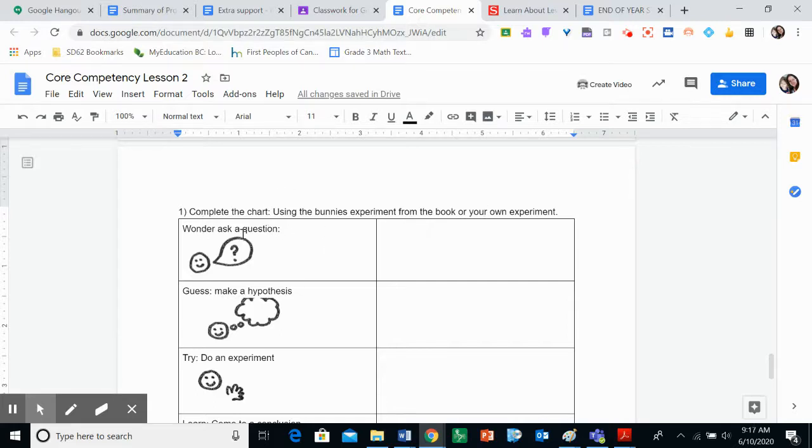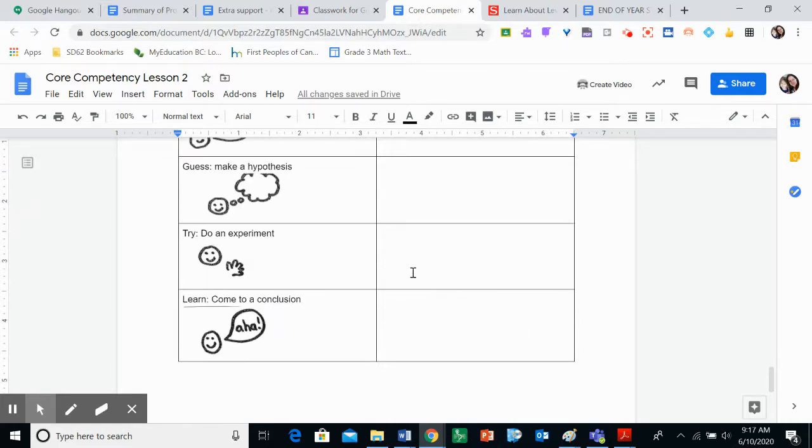So wondering, ask a question. What was the question that the bunny or that you asked? What was your guess? Your hypothesis is a good guess. So what did you think about the question? What did you think the right answer was? Or what did the bunny think the right answer was?